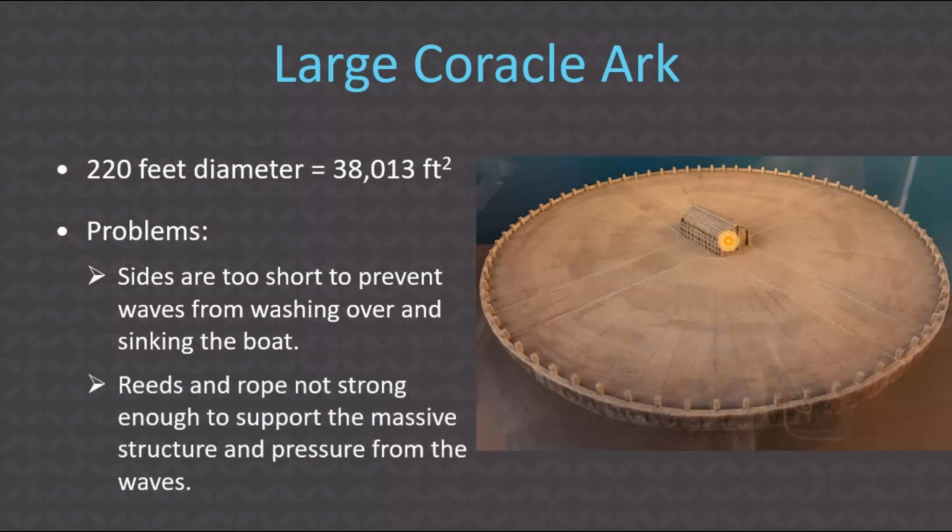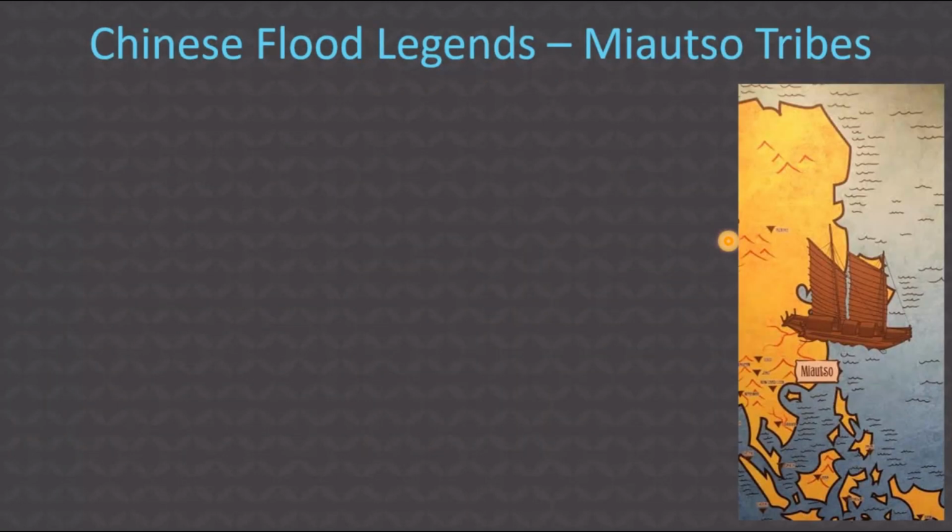And the reeds and rope are not strong enough to support the massive structure and pressure from the waves. So if you have a circuit, it would float on low waves, but big waves would flip it all the way over. And the fourth legend is the Chinese flood legend.